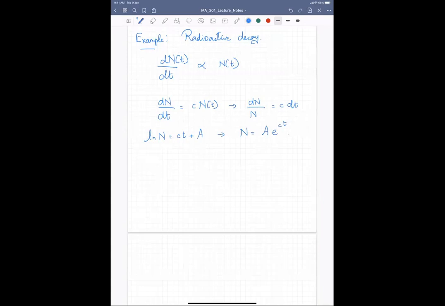And then you stare at this solution and you realize that this is terribly wrong. This is terribly wrong because this tends to predict that as time goes on, the number of atoms that remain is exponentially growing. Of course, I don't want this situation because I'm trying to model a decay, right?